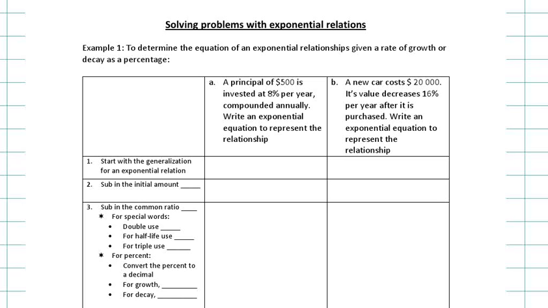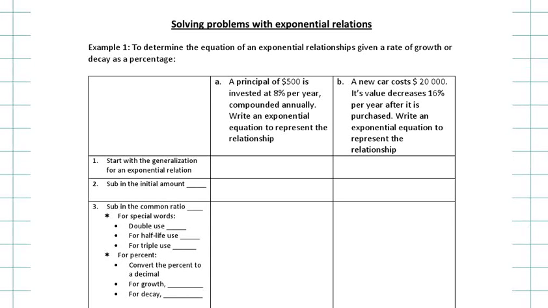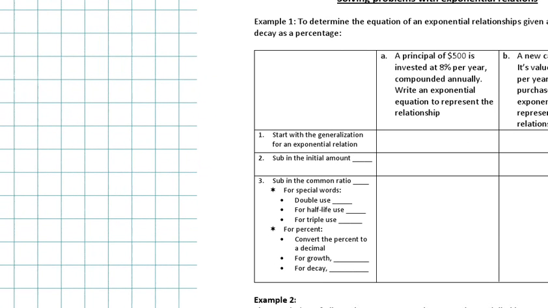What were the exponential equations that we talked about yesterday? Y equals a b to the power of x, right? We talked about the difference between the b's: if b is greater than 1, it's growth. If b is between 0 and 1, it's decay, right?